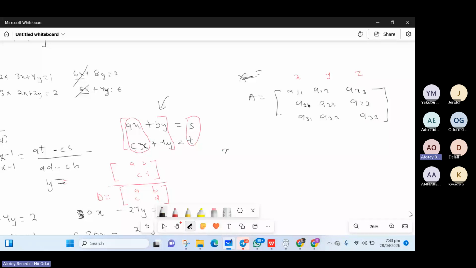The value of x is equal to what? We replace every entry in the x column with our c. So our c is what? Let's say c1, c2, and c3. So the x column now becomes c1, c2, c3, a12, a22, a32. You have a13, a23, a33.